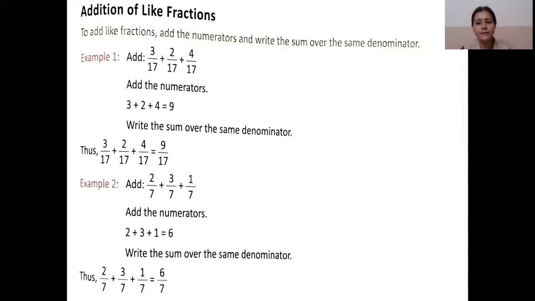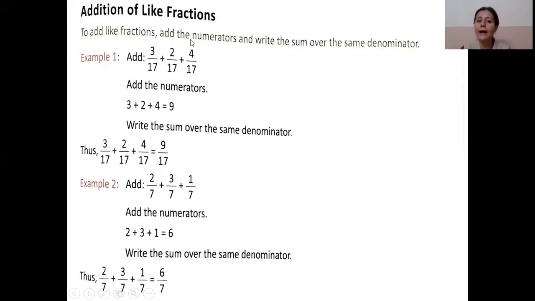Like fractions have got the same denominator. You will add only the numerators. Look at this example, beta. It will become more clear to you. What is given in the example? Add 3 upon 17 plus 2 upon 17 plus 4 upon 17. These are like fractions. The denominators are the same. 17 is the denominator everywhere.